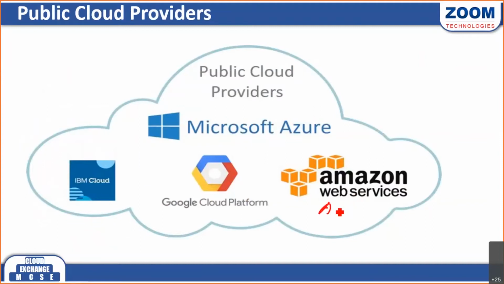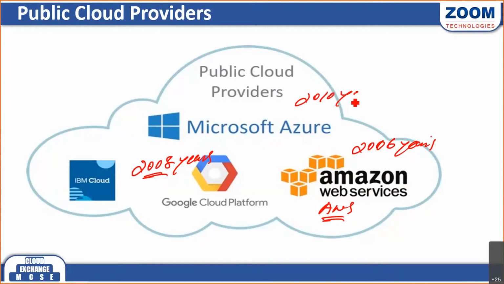In short, you can say AWS, Amazon Web Services. Amazon started their cloud services in the year 2006. Google started their services in 2008, and Microsoft started very late, in the year 2010. But at that time the public was not aware that Microsoft had a cloud service. Companies were using Microsoft's operating system on physical servers to run their servers on premises.